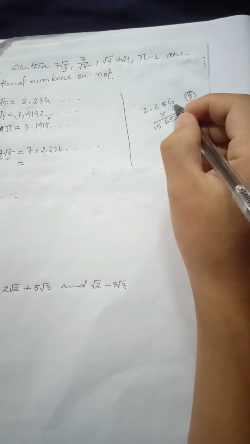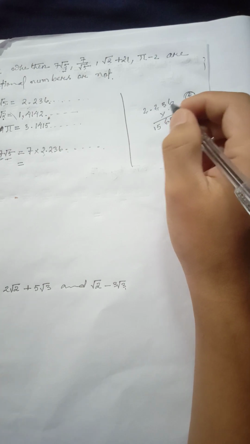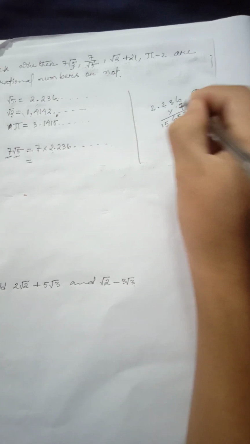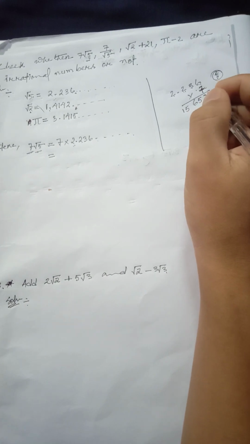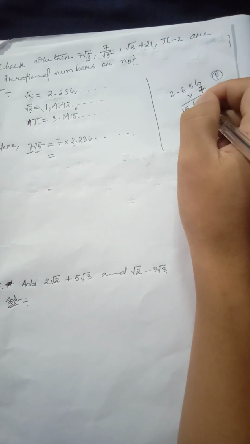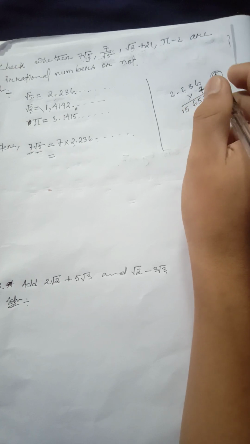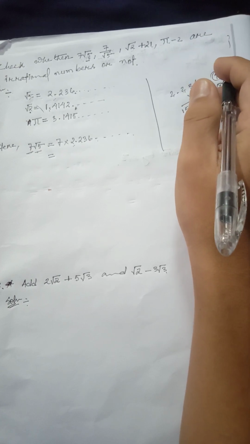So let us check here. How much have we got? That is 15.652. That's what we got here.